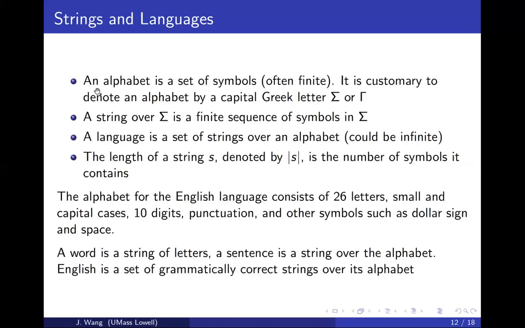But of course, in general, for strings and languages, we just simply consider a language as a set of strings over a finite alphabet. So that's a language, a set of strings.